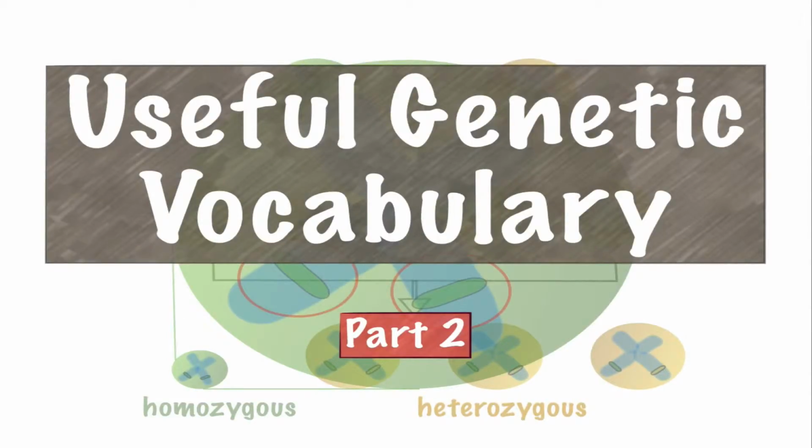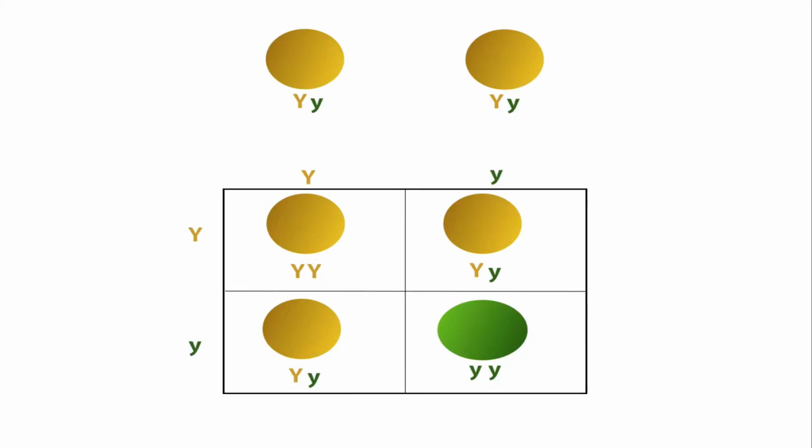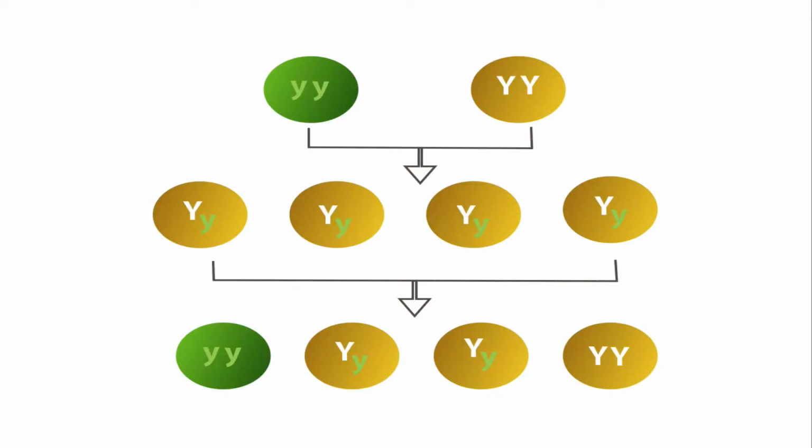In this video we're going to be taking a look at useful genetic vocabulary, and this is part 2, continuing on from part 1. We're going to be finishing up and looking at a dihybrid cross. In the previous video we looked at a Punnett square and how one particular characteristic gets passed on from generation to generation, and we were looking at this as it pertained to the color of peas.